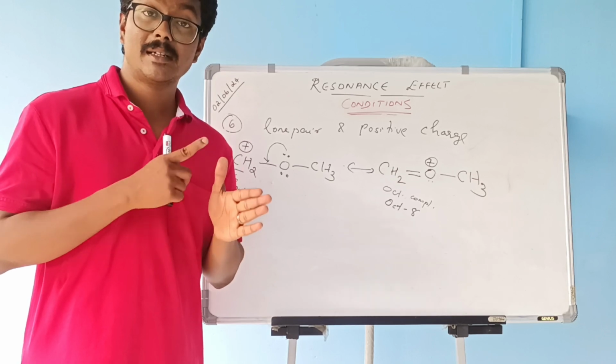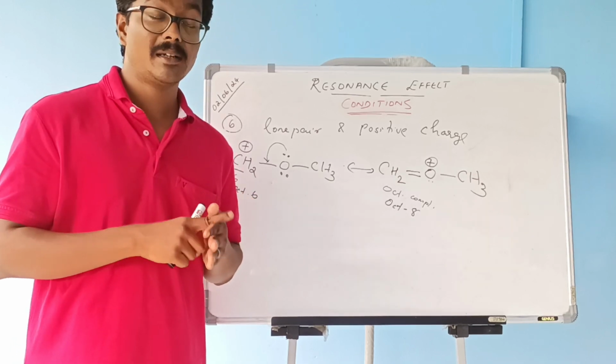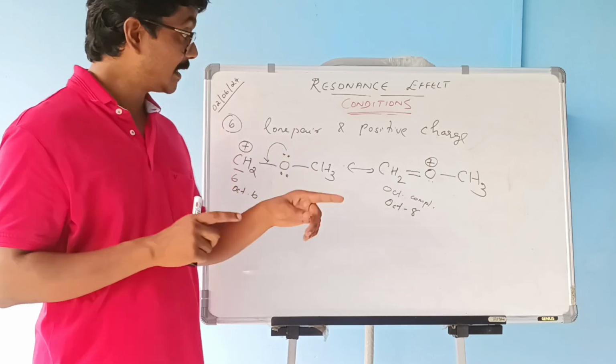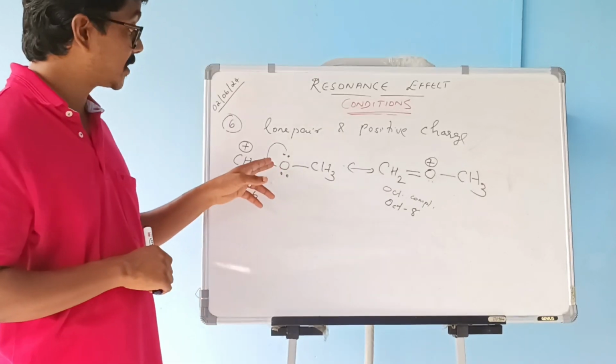Fifth condition, a pi bond and the odd electron in alternative position. We have considered the example of allyl free radical. The sixth condition is a lone pair and positive charge in alternative position.